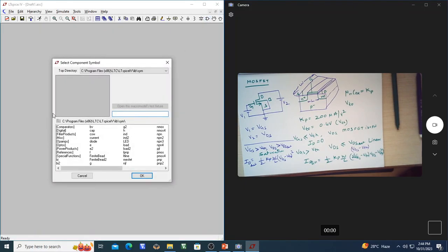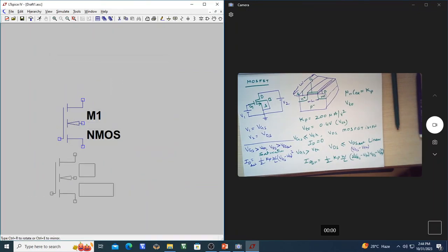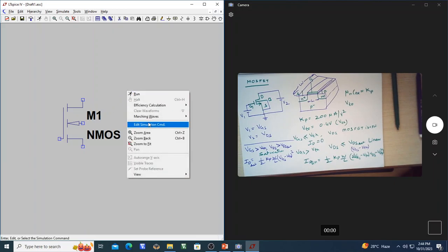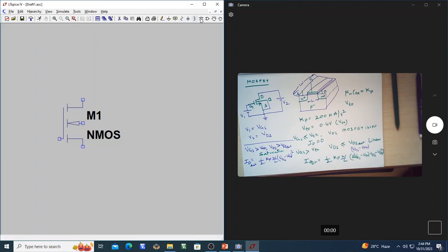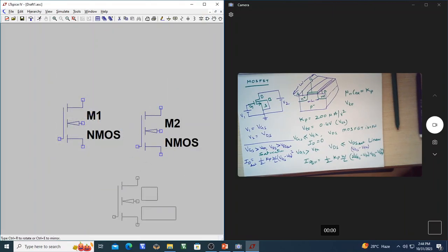You will get various components available, out of which I am looking for an NMOS transistor. You can see there is an NMOS 4. NMOS 4 is one which is something like this. Now you can see this is NMOS. Suppose you take one more NMOS, again go here and take one more NMOS, you can see M1, M2. This is how it gets updated by itself. It will be incremented by itself.